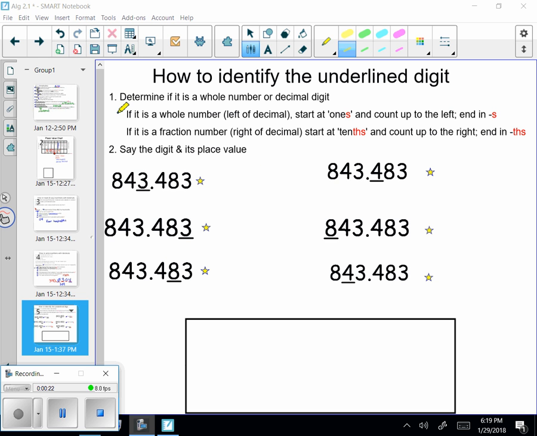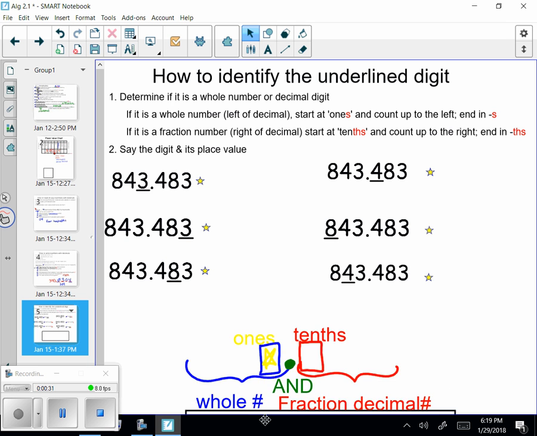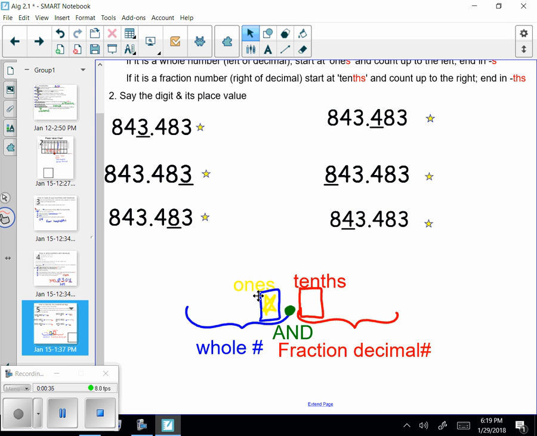To determine if it's a whole number or decimal digit, we have to look at whether it comes before, or to the left of, the decimal, or if it comes after, or to the right of, the decimal. If we have a number with a decimal, before the decimal is our whole number. We want to identify the ones place value, which is the first number before the decimal, and count up from there. Ones, tens, hundreds. If the number comes after the decimal, we want to find the tenths place value, that's directly after the decimal, and count up going to the right. Tenths, hundredths, thousandths. Get that th in there.